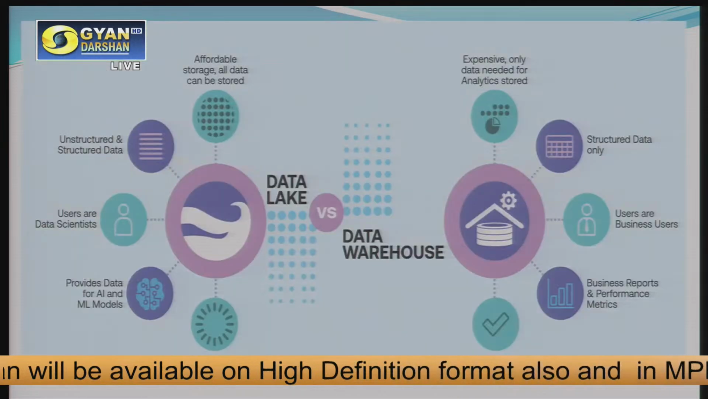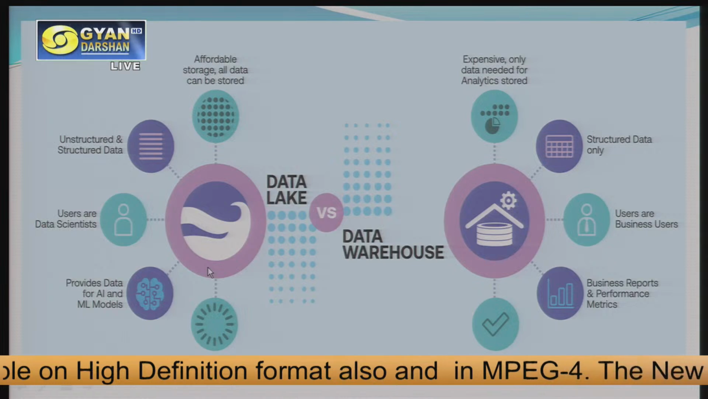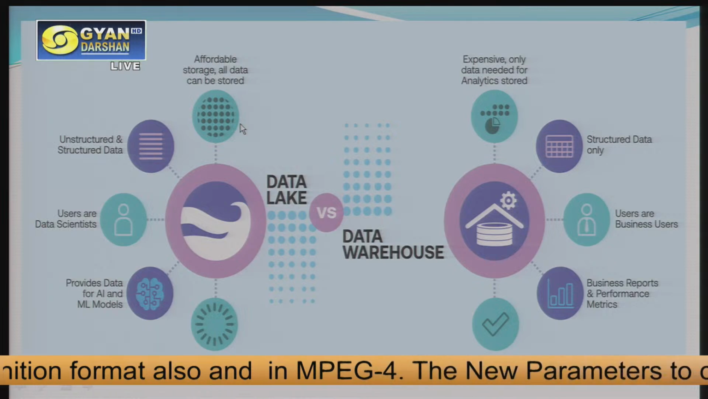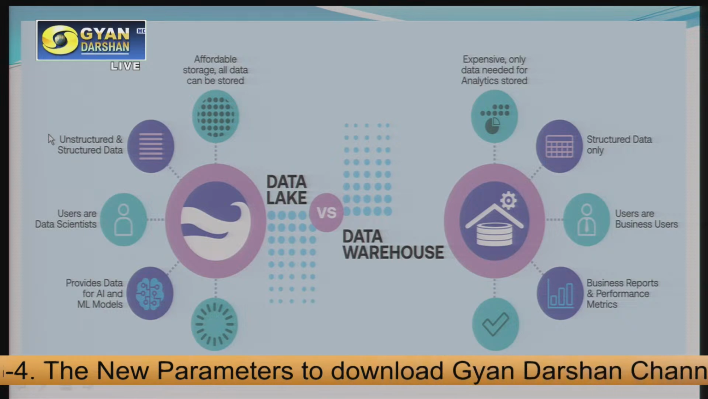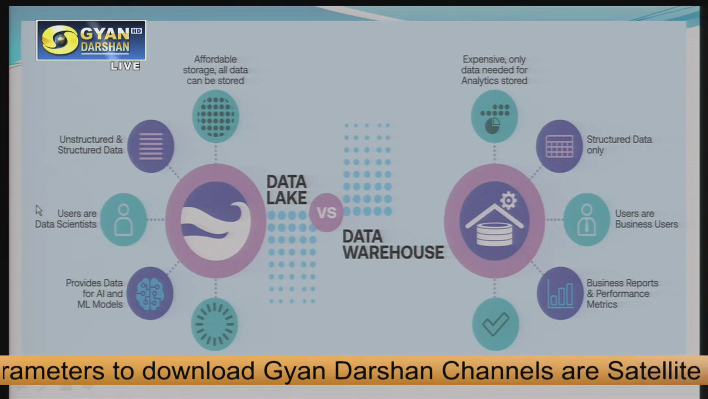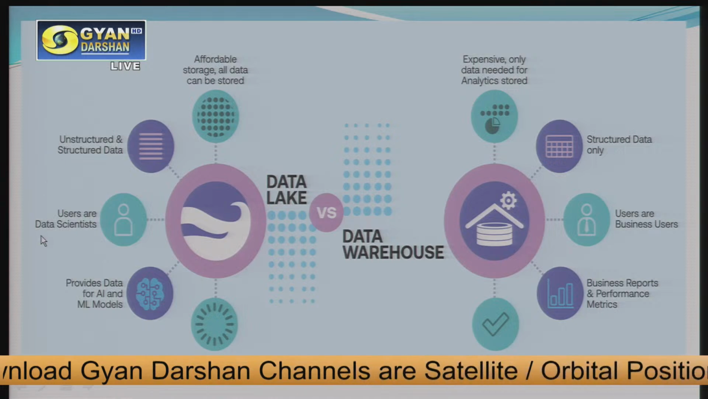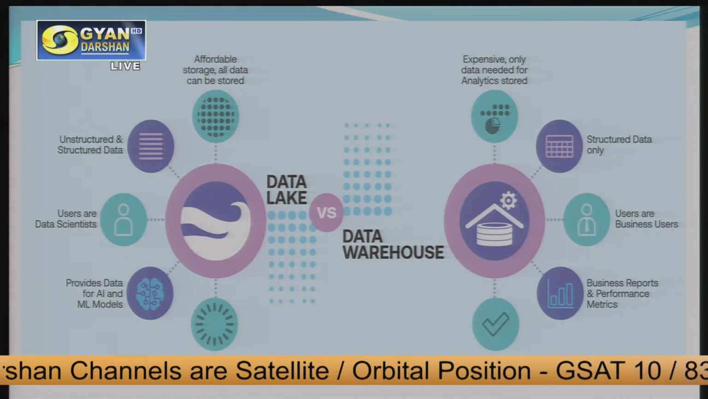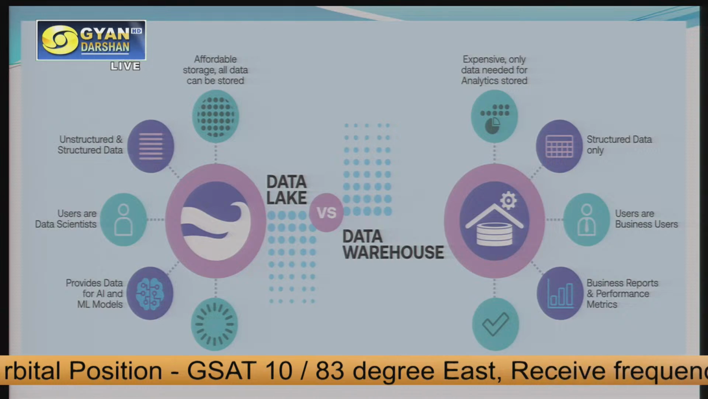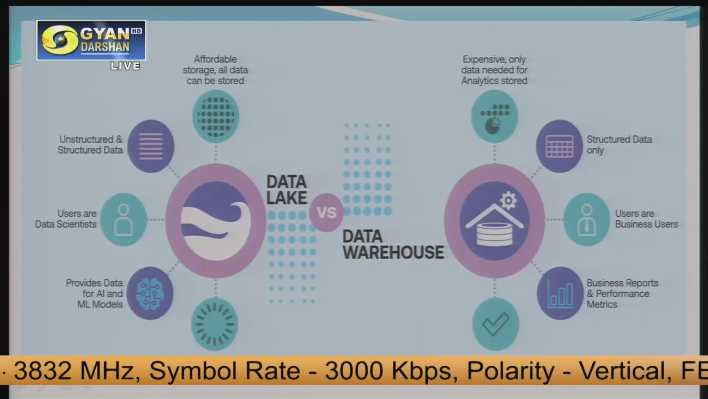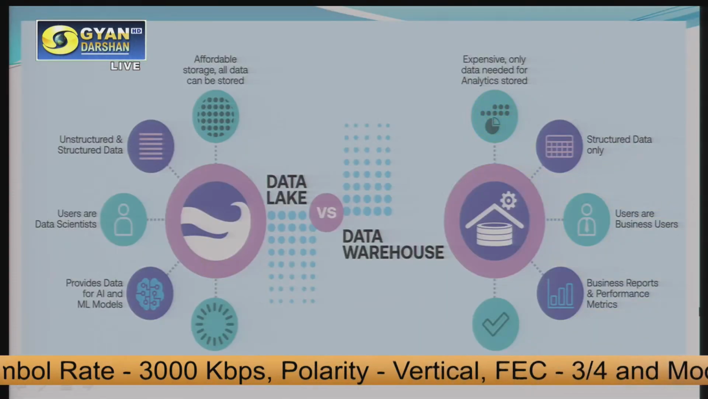So you can see in the figure the data lake versus the data warehouse. Here, affordable storage, which is very inexpensive, is associated with the data lake, and structured, unstructured, and semi-structured data can be ingested. Users are especially data scientists, and it provides data for AI and ML models. This is the main advantage we get compared to data warehousing. Here, AI and machine learning techniques can be implemented in order to predict analytics. Schema here we call schema on read, and here we call it schema on write.